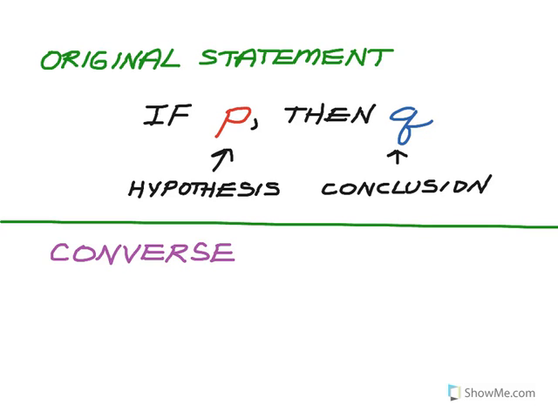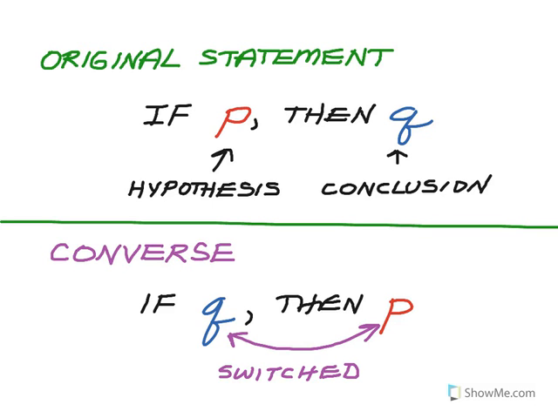So a conditional statement takes on the form if P, then Q. P represents the hypothesis. Q represents the conclusion. So if you get a B average, then you get your driver's license. The hypothesis was you get a B average. The conclusion is you get your driver's license. The words if and then are not included in the hypothesis or conclusion. So that would be the form of the original statement.